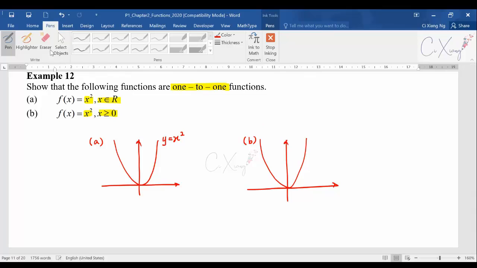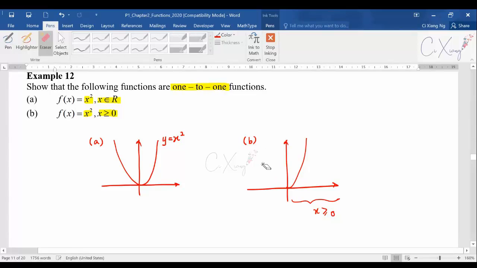I think you should be very expert with it already. And now this is the part for x greater or equal to 0, right? So that means you would want to ignore the graph on the left hand side. And therefore your graph will look something like this. It is a U shape, but only half of it. So this is y also equals x squared.